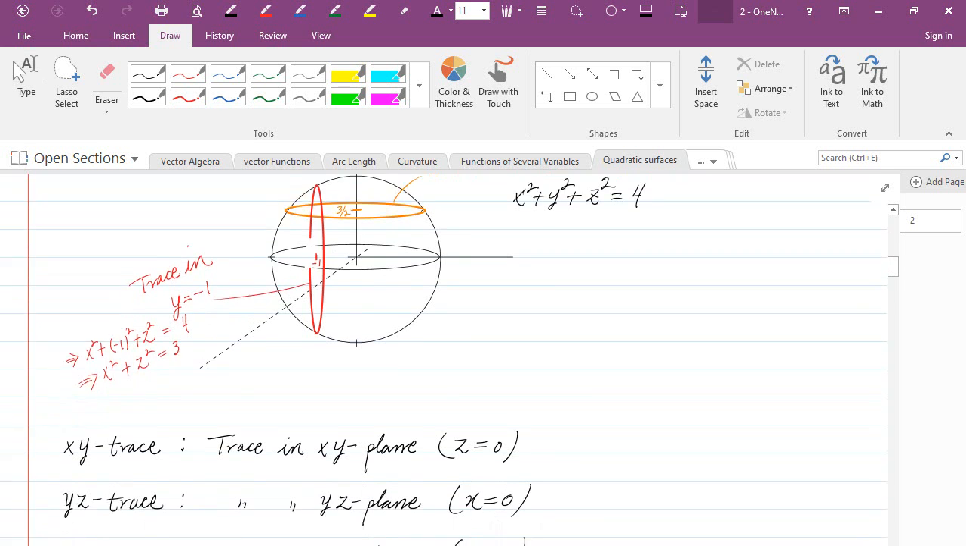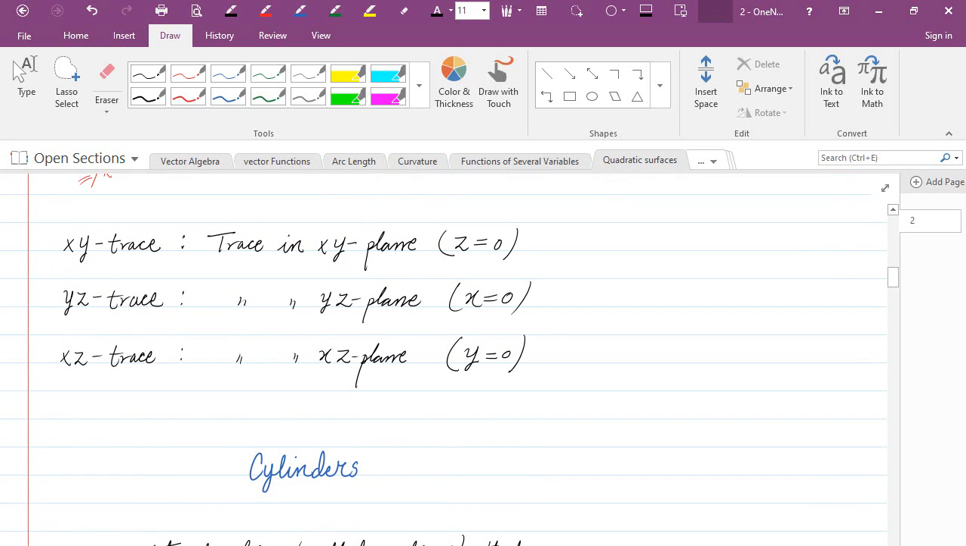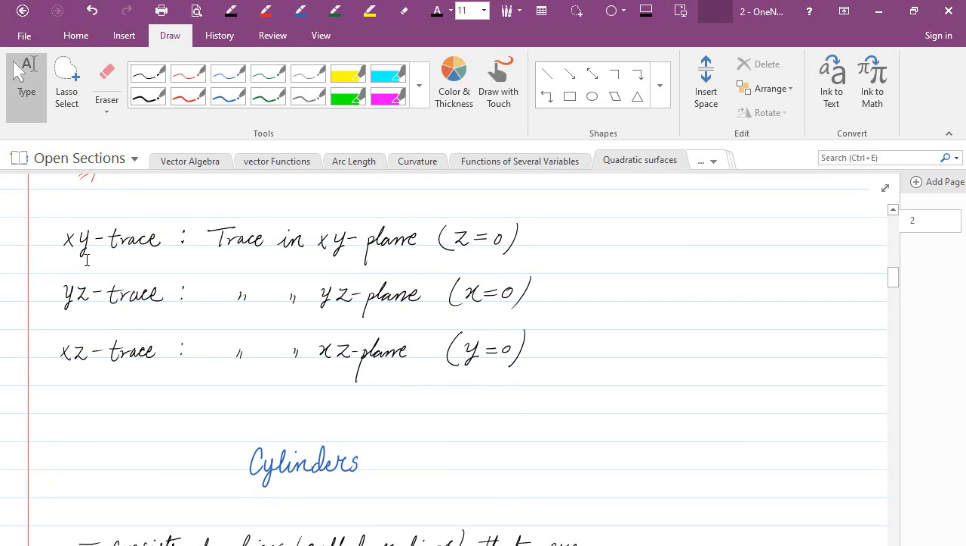Sometimes I'm going to loosely say the xy trace. If I say the xy trace, what I mean is the trace in the xy plane, and the equation for the xy plane is z is 0. The yz trace is the trace in the yz plane, for which the equation is x is equal to 0. The xz trace is the trace in the xz plane, and the equation for this xz plane is that y is 0.